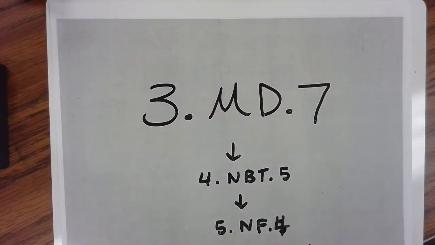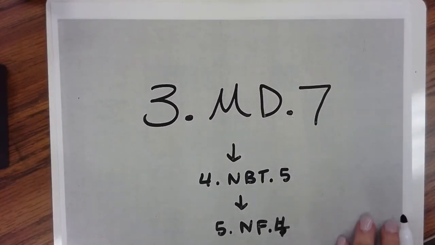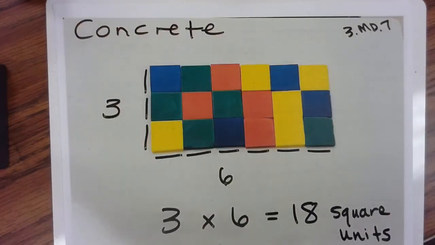Hey y'all, we're going to look at these three standards and how they work together across grade levels. Third grade, MD7 is where we find area of rectangles by multiplying length times width.